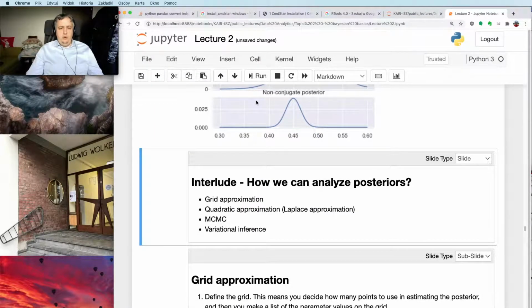Next week we will move on to methods of analyzing posteriors using multiple different methods, and possibly it will extend to more than one lecture.